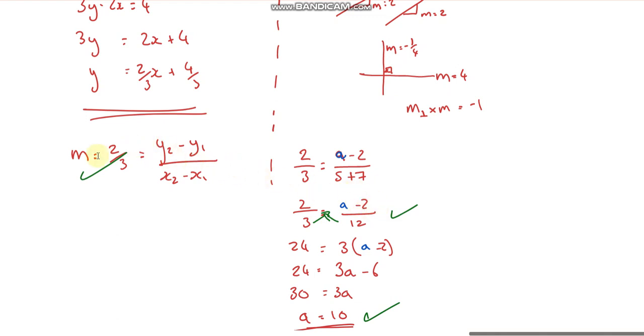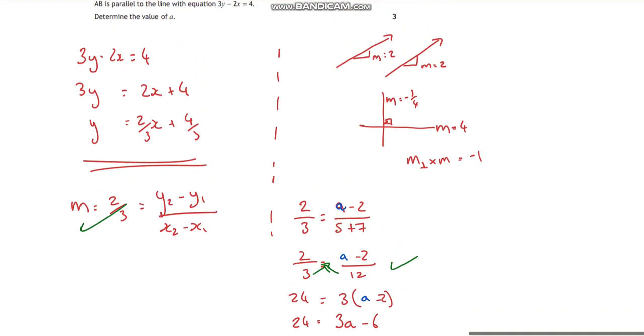But again, with all these questions, it's 2 marks quite early on. If you're not sure about this, don't worry, it's 1 mark. That's still 66% or 67% of the marks available for working out a gradient and then using this. Okay. So yeah, hope that is helpful.